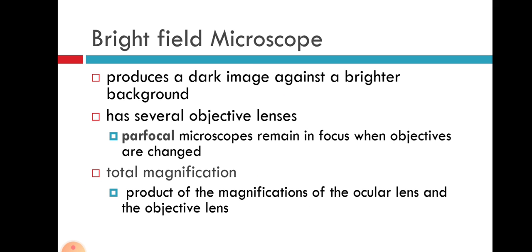First, let us learn what a bright field microscope is, which is the basic microscope of all types. It produces a dark image against a brighter background and has several objective lenses. Parafocal microscopes remain in focus when objectives are changed. Total magnification is the product of the magnification of the ocular lenses and the objective lenses.